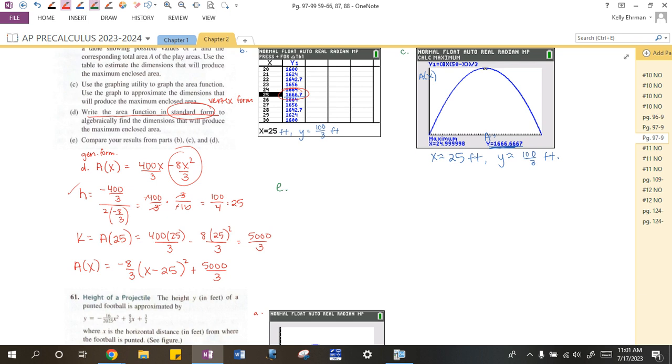And part E says, compare your results from parts B, C, and D. So I'm just going to say they are the same. They all say, whether it's a table, a graph, or an equation, they all say that x equals 25. I should use equals. X equals 25 feet. Y equals 100 over 3 feet. Those are the dimensions for max area.